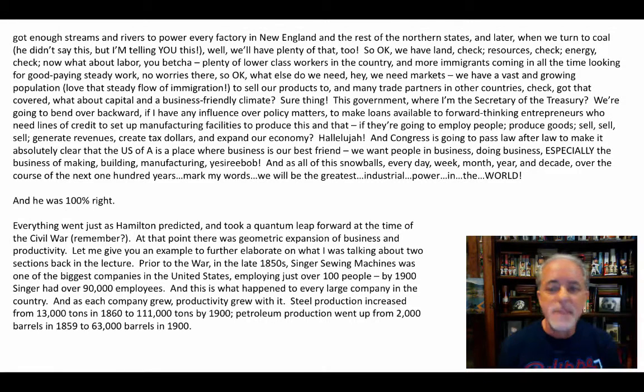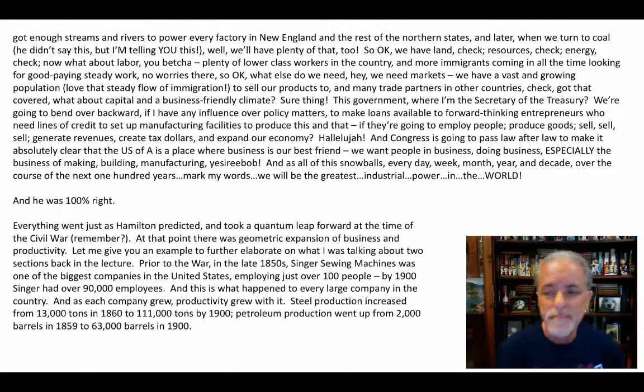Sure thing. This government, where I'm the Secretary of the Treasury, we're going to bend over backward, if I have any influence over policy matters, to make loans available to forward-thinking entrepreneurs with big ideas who need lines of credit to set up manufacturing facilities to produce this thing and that thing.